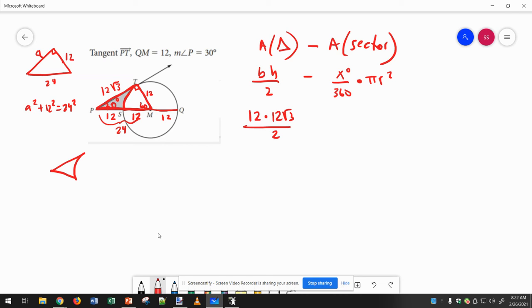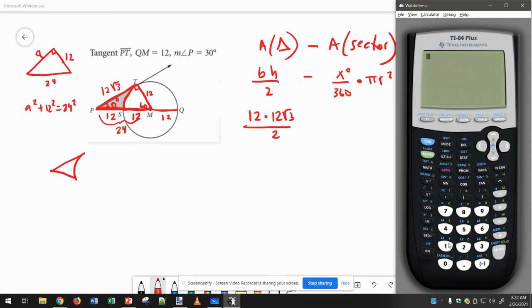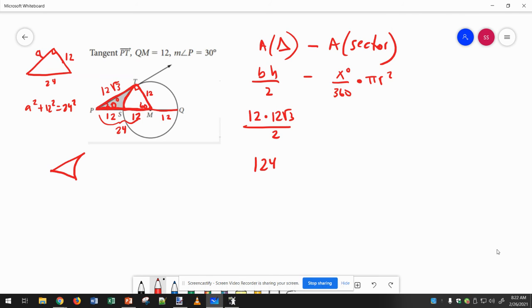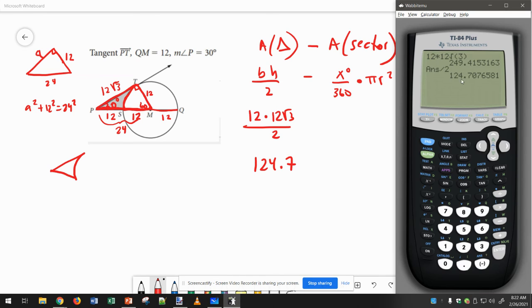Okay, we can figure out what that number is on the calculator. 12 times 12 root 3, enter, and then divide by 2. 124.7. I'm just going to write 124.7. We do not want to round that yet. I'm just going to keep that in my calculator.